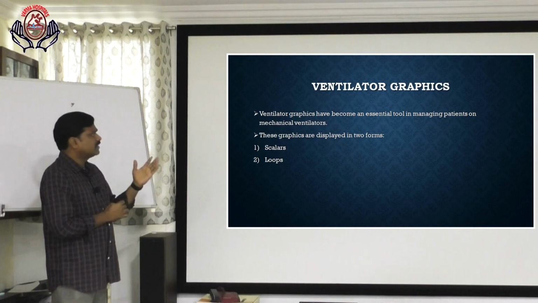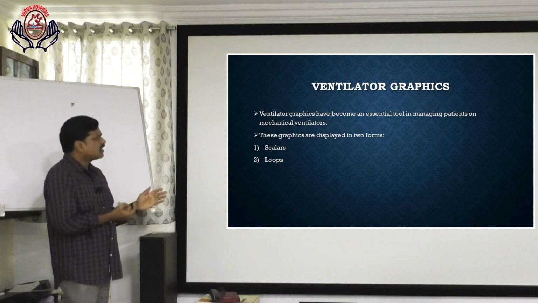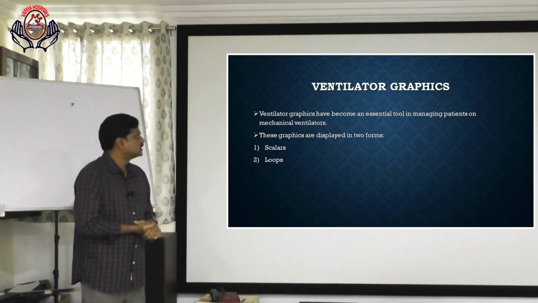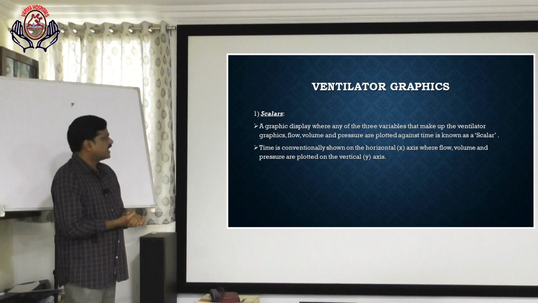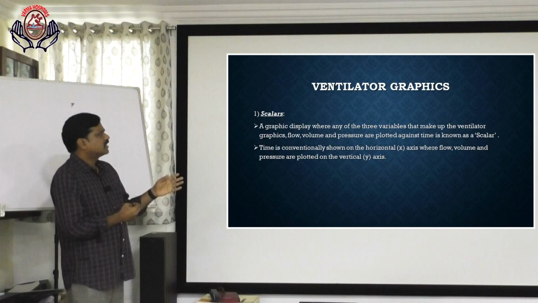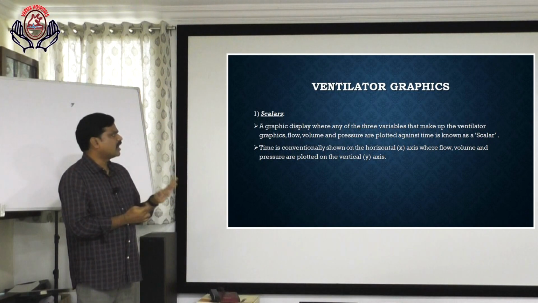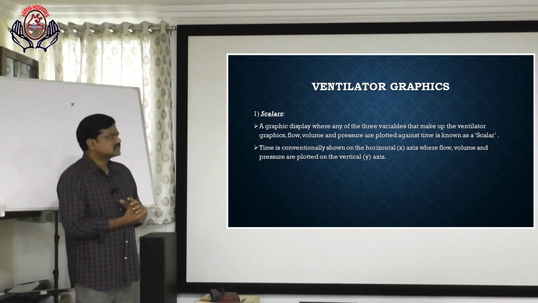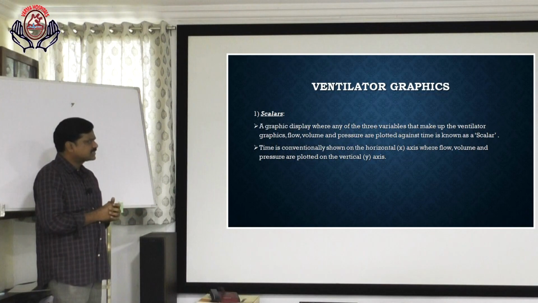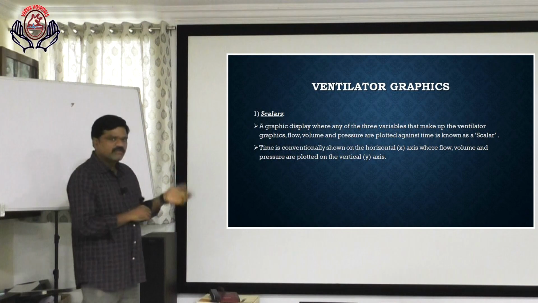Ventilator graphics have become an essential tool in managing patients on mechanical ventilators. These graphics are displayed in two forms: scalars and loops. Coming to scalars, a graphic display where any of the three variables that make up the ventilator graphics, flow, volume, and pressure, is plotted against time is known as a scalar. Time is conventionally shown on the horizontal x-axis, whereas flow, volume, and pressure are plotted on the vertical y-axis.